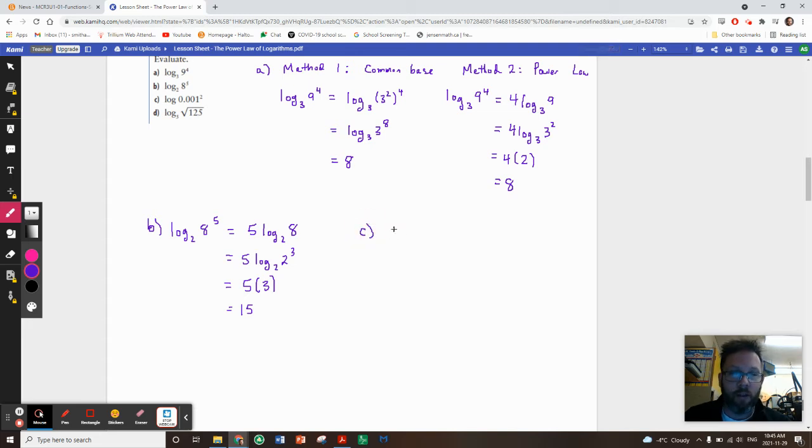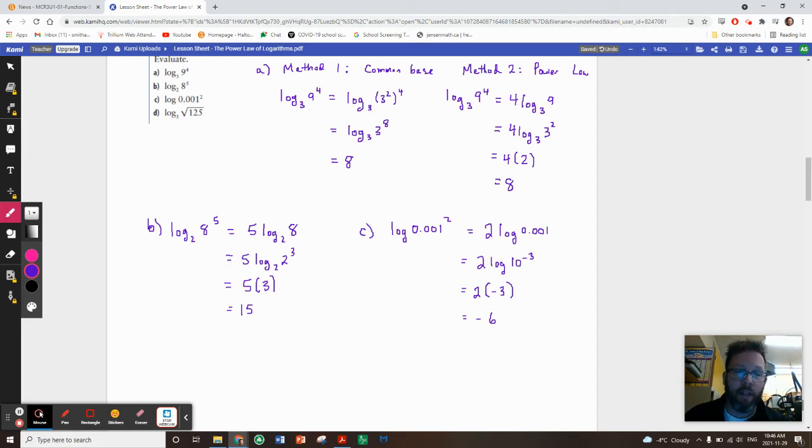So hopefully you've had a chance to look at those. So the log of 0.001 squared. Using our power law, 2 comes out front: 2 times log 0.001. Remember, if we just see log, we know the base is 10. 0.001 is a power of 10. It's 10 to the power of negative 3. And so we have 2 times negative 3, negative 6. All right.